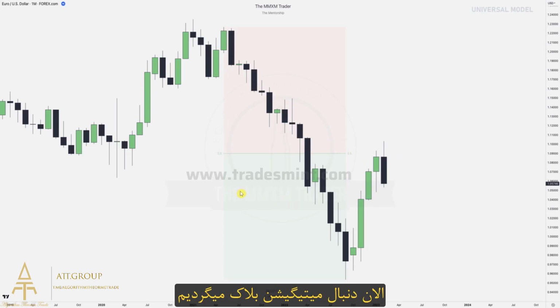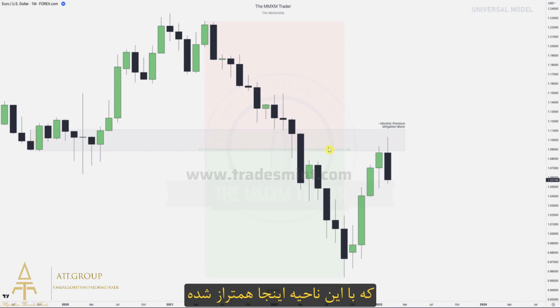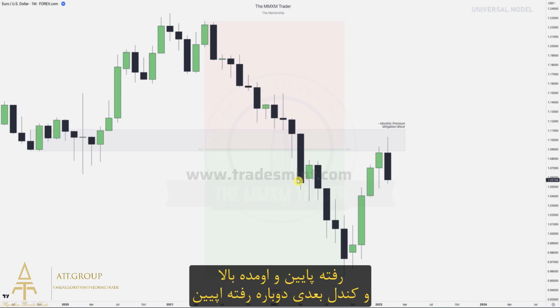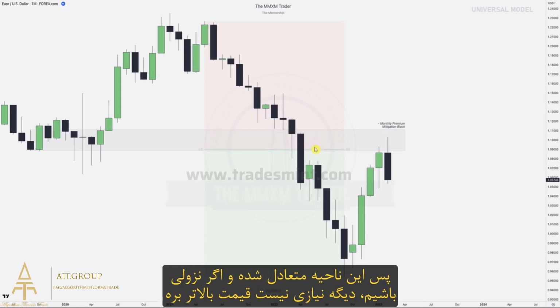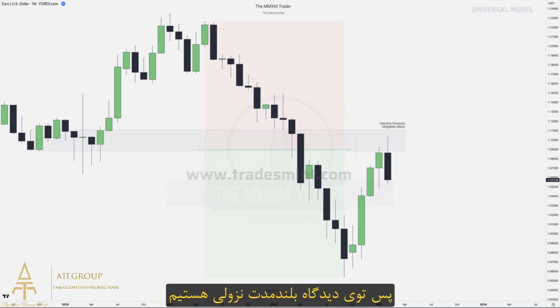We're looking for mitigation blocks. We've got this monthly premium mitigation block in line with this area over here. What do we have over here? Again, right, that redelivered, rebalanced PD array, right? Down, up, next candle down. We can see this area is balanced already, so no need to go up higher if we are bearish. So we can see this rejection, and it is in line also with this mitigation block. So long-term perspective, we are bearish, right?